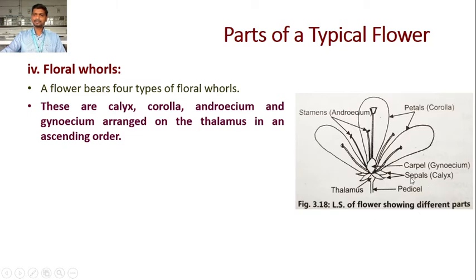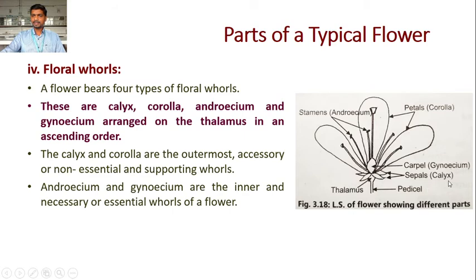So calyx is the outermost floral part. Next to this is the corolla. Next to this is the androecium, and towards the inner side it is the gynoecium. So these four floral parts are arranged in ascending order as calyx, corolla, androecium and gynoecium. The individual members: calyx, sepals; corolla, petals; androecium, stamens; gynoecium, carpels.